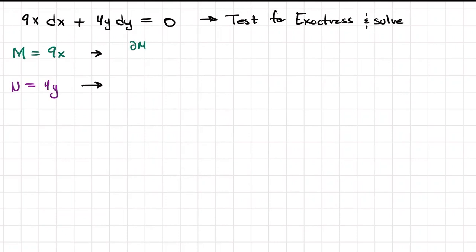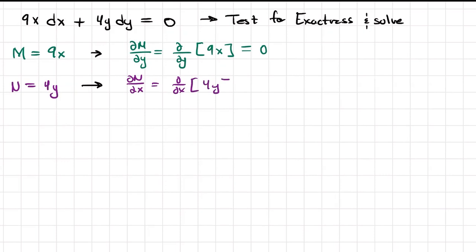So we know that partial m partial y will be partial y of 9x. Once again, the derivative of x with respect to y will be 0. And we do partial n partial x. So the derivative of 4y with respect to x is also 0. And since both of them are 0, then we say that it is exact. And since it is exact, then we can solve it.